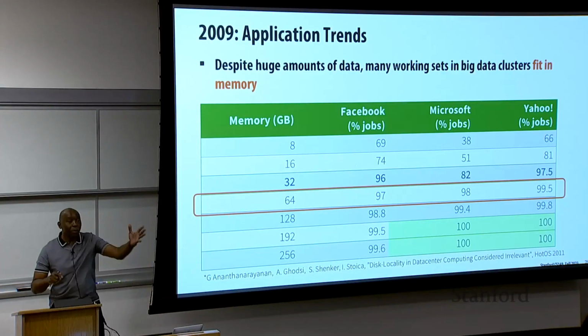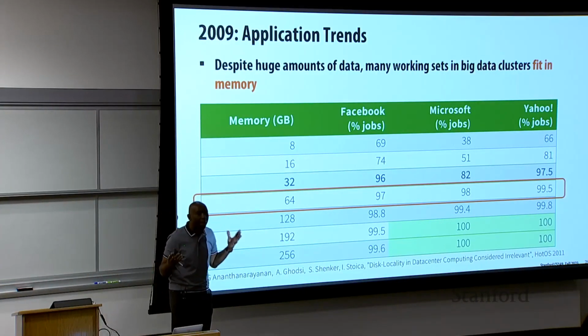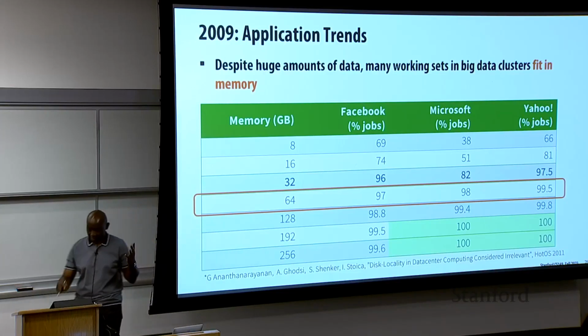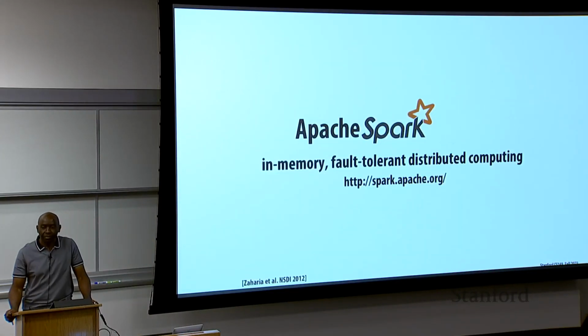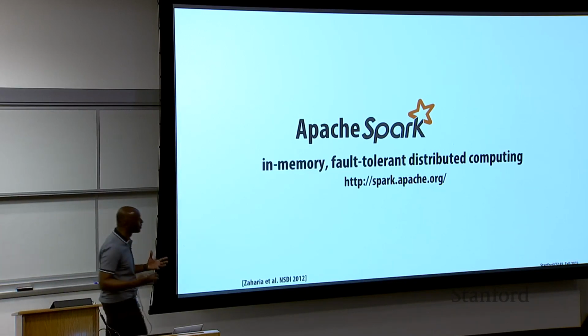Okay, so what would be the problem with using memory instead of the storage system to hold the intermediate data in your computation? Yeah. If you lose power, you're screwed. If you lose power, you're screwed, right? You're going to lose your computation, right?